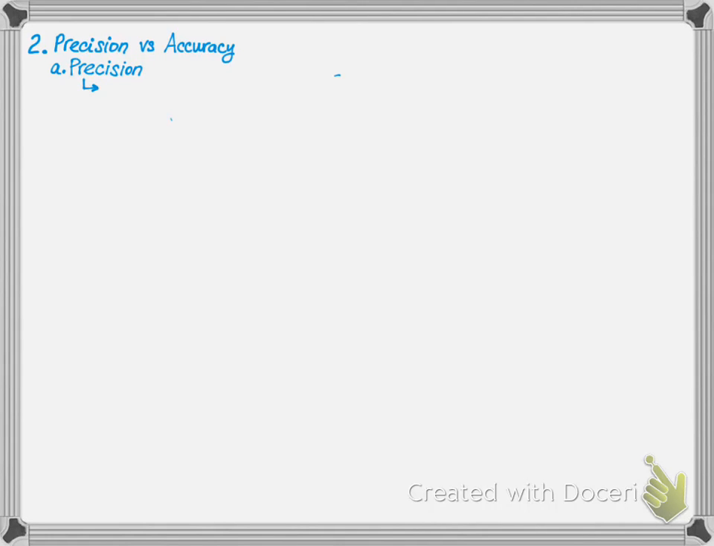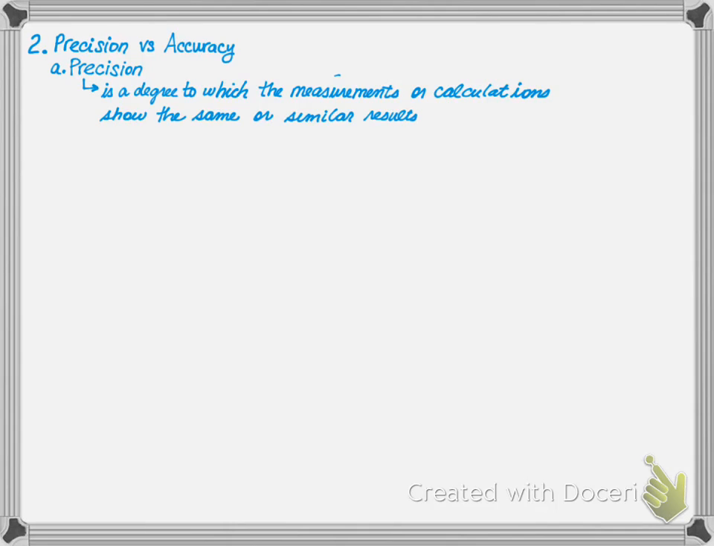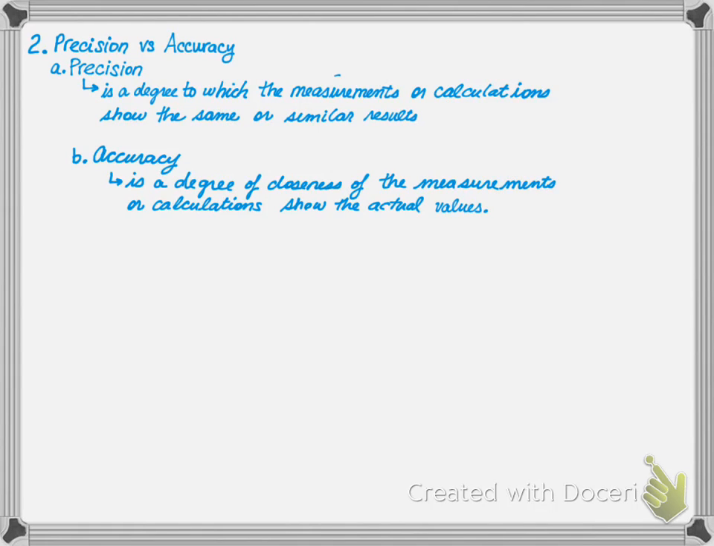Next, precision and accuracy. When we're taking data, there's two thoughts. There's precision, which is the degree to which the measurements or calculations show the same or similar results. Meaning, you can have precision, but it's not at the target or the accuracy. While accuracy is the degree of closeness the measurements or calculations are to the value you're interested in.